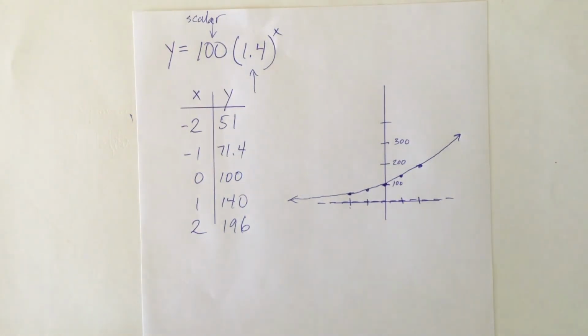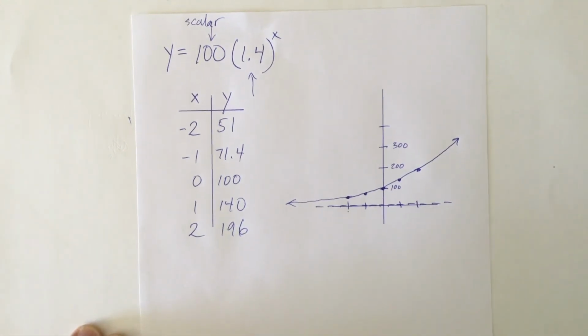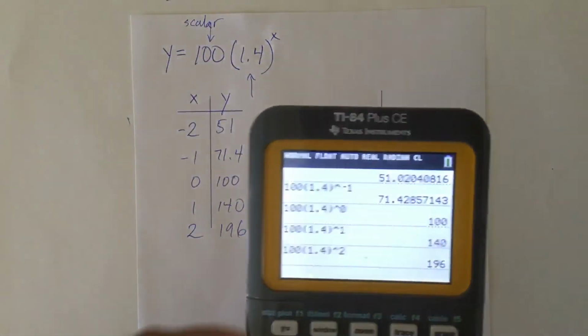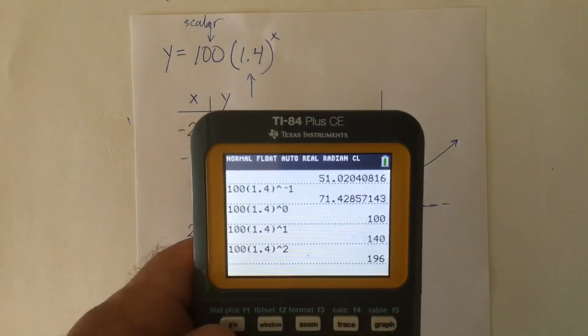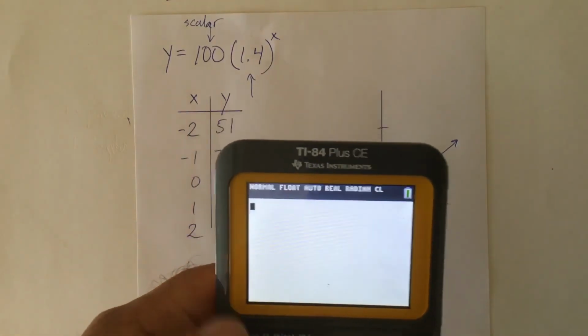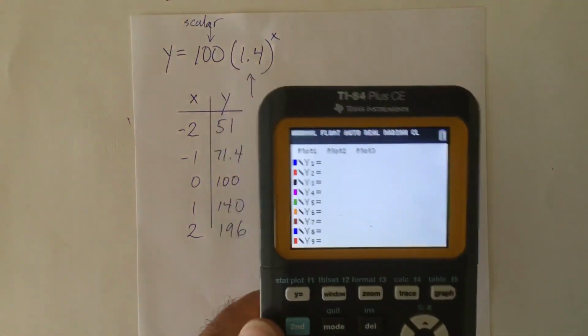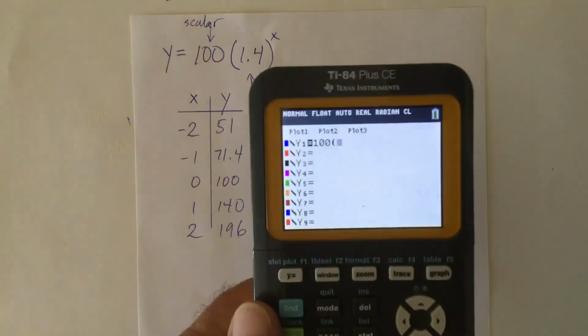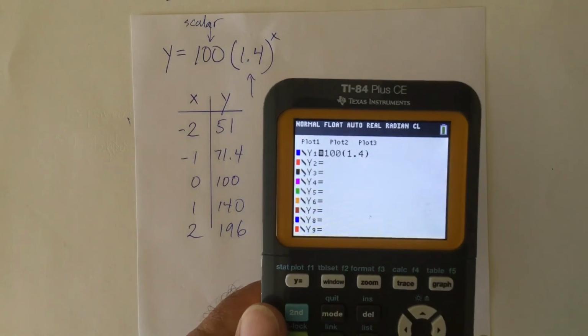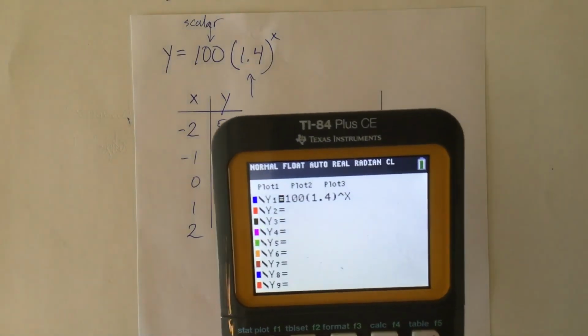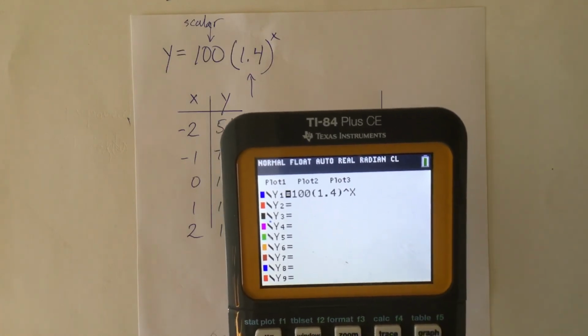But I can totally check my answers with the calculator, which is something I'm trying to get you guys to understand. So here we go. I am going to clear all this junk out. I am going to go to y. I am going to clear this last function out. I'm going to put 100 parentheses, 1.4, close it, to the power of x. So make sure you've entered in your graph the same as mine.